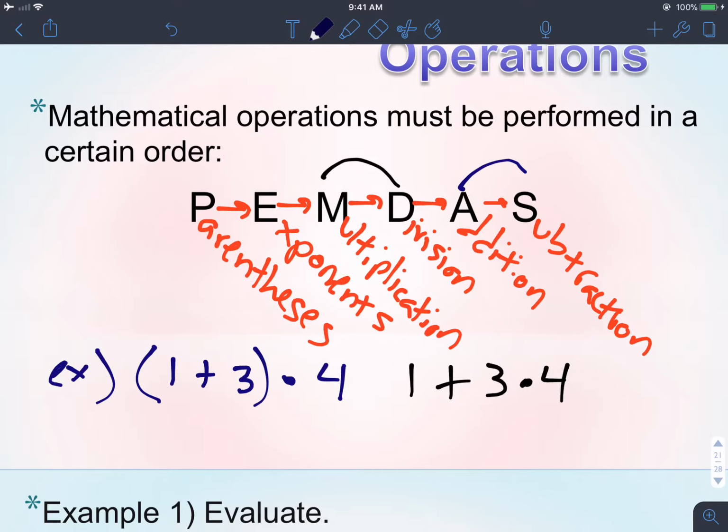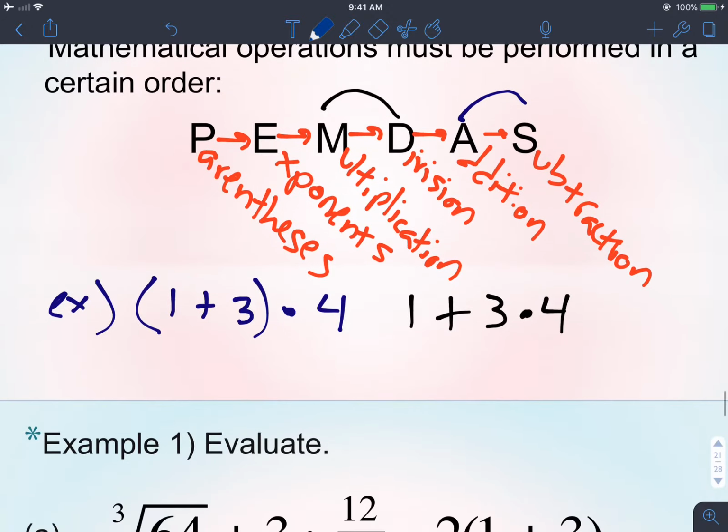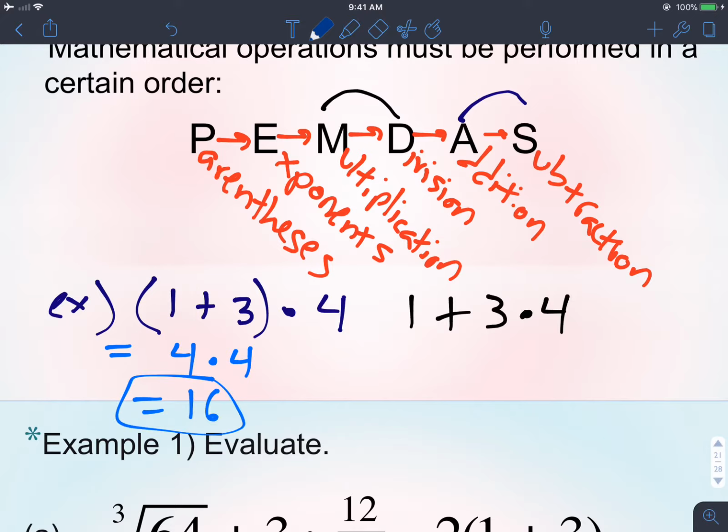Parentheses, quantity, meaning parentheses, 1 plus 3 times 4. Will be what number? 16. Because you got to do 1 plus 3 first. I'm not saying you guys have to do this, but I always kind of write everything out. What number would you get on the right? 13. Because the multiplication comes first.